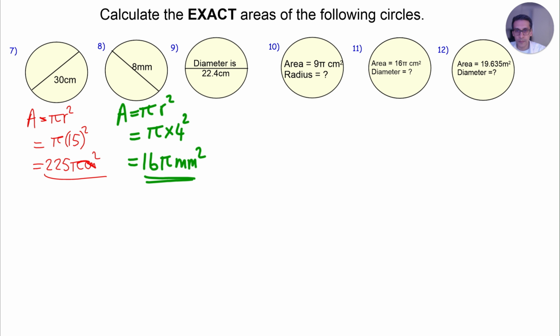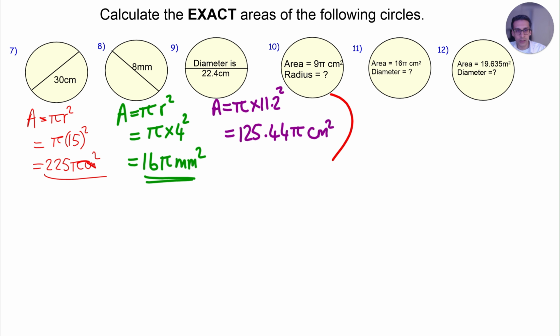squared. The next one, we have the diameter is 22.4, so we're going to need to half that to 11.2. So area equals pi times 11.2 squared. 11.2 squared using a calculator is 125.44. You could leave it as a fraction as well. I'm going to write it as a decimal, so it's 125.44 pi, and then the units, centimeters squared.